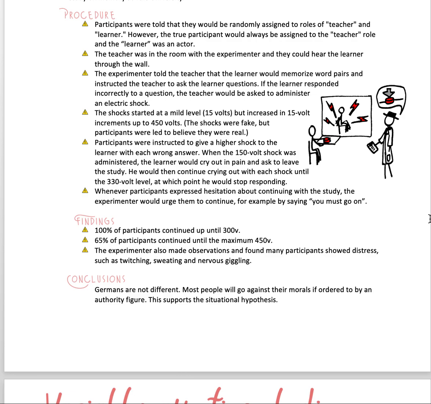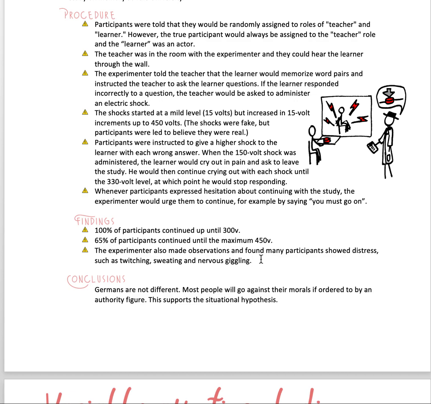Procedure, I'm not going to go through that because it's very easy. Key thing here, just remember that the prods that we used were this idea of like the binding factor, the thing that kept the participants in the agentic state, which we'll come on to in a minute. But the prods were you must go on, the experiment requires you to go on, etc. 100% of participants continued up to 300, 65% went up to 450.